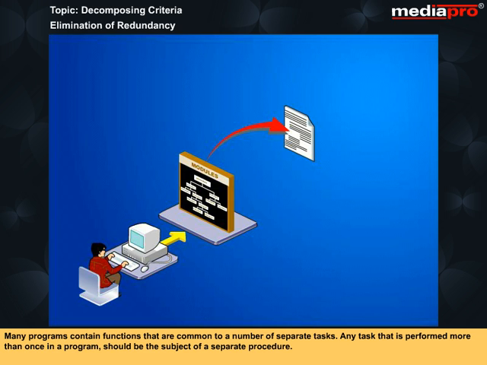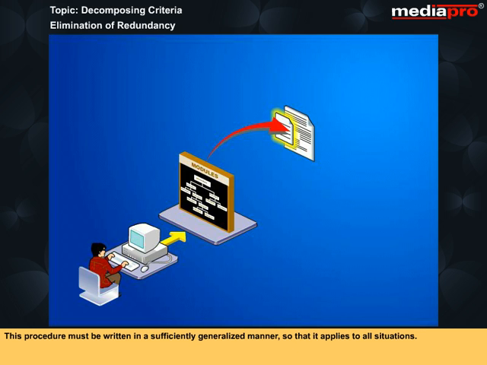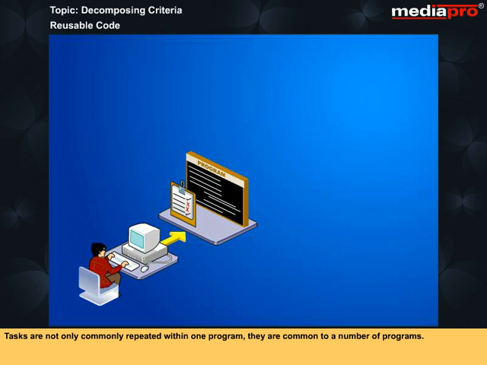Many programs contain functions that are common to a number of separate tasks. Any task that is performed more than once in a program should be the subject of a separate procedure. This procedure must be written in a sufficiently generalized manner so that it applies to all situations. Tasks are not only commonly repeated within one program, they are common to a number of programs. The extension of the principle of making it reusable in a single program is that of making it reusable among several programs.